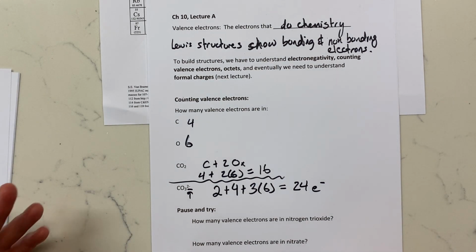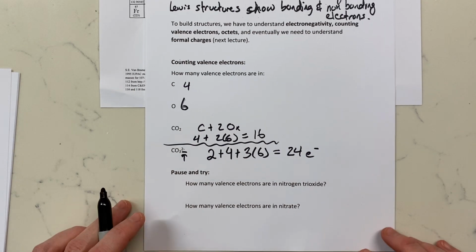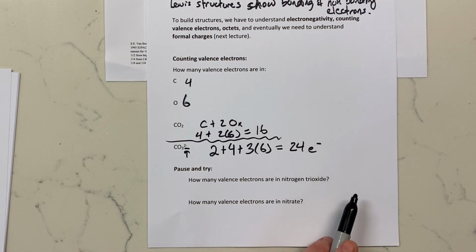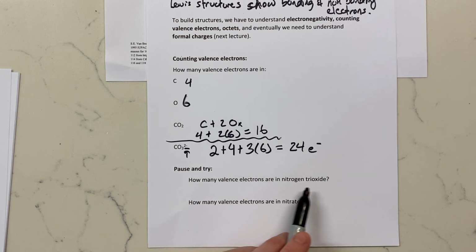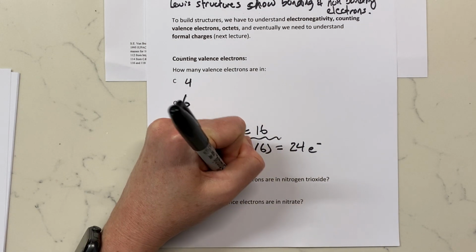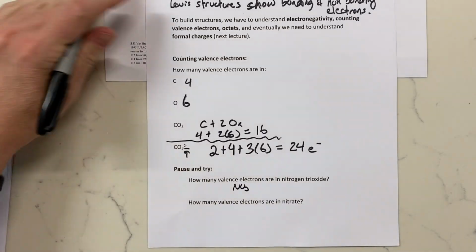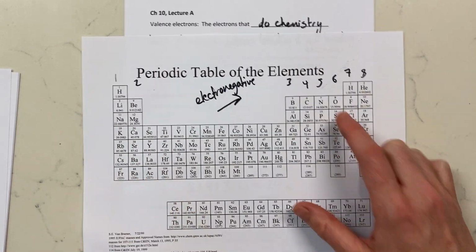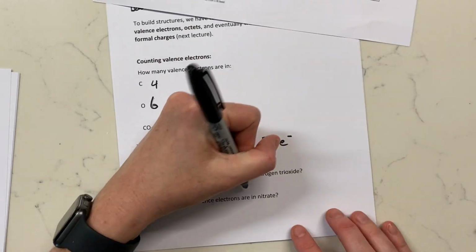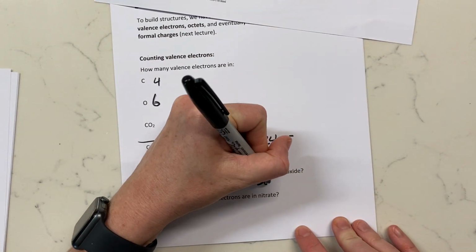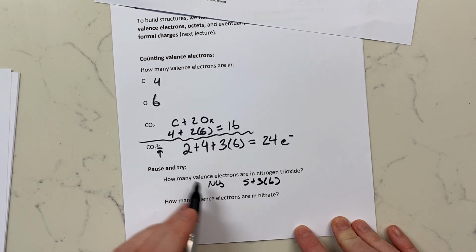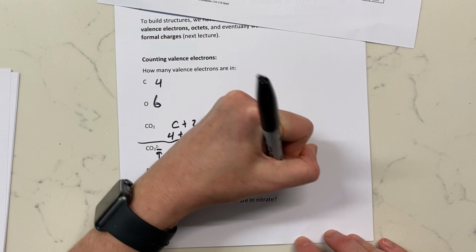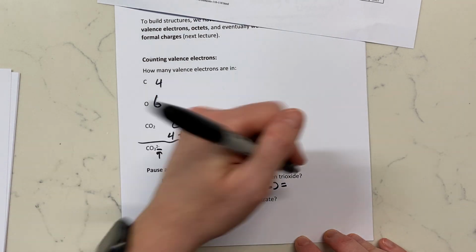All right, so now I want you to go ahead and pause and try to do these. If you don't, that's cool, but you ought to be testing yourself every step of the way here. So how many valence electrons are in nitrogen trioxide? That's NO3. Nitrogen here has 5, and oxygens again have 6. So we'd be looking at 5 plus 3 times 6, 5 for one nitrogen, plus 3 times 6 for the oxygen. And that would give me a total of, what's that, 18 plus 5 is 23.